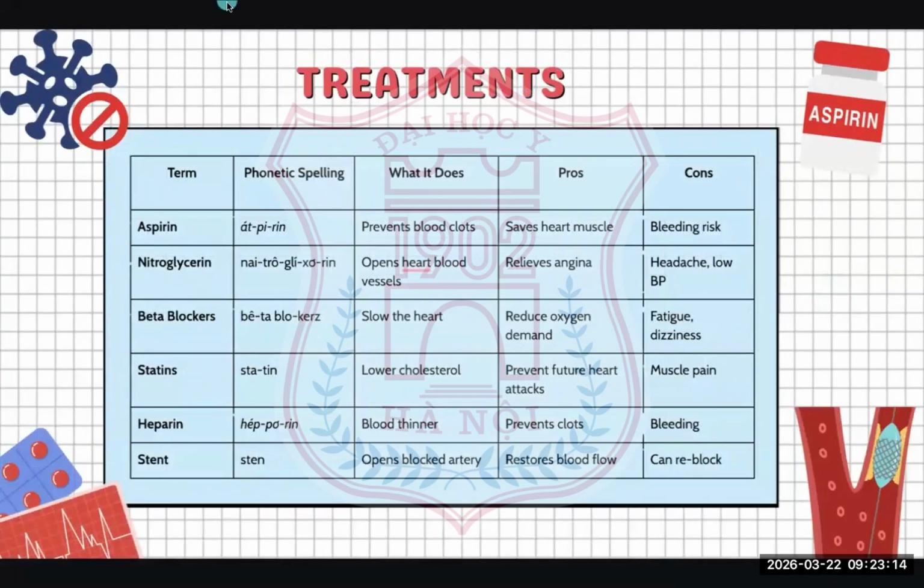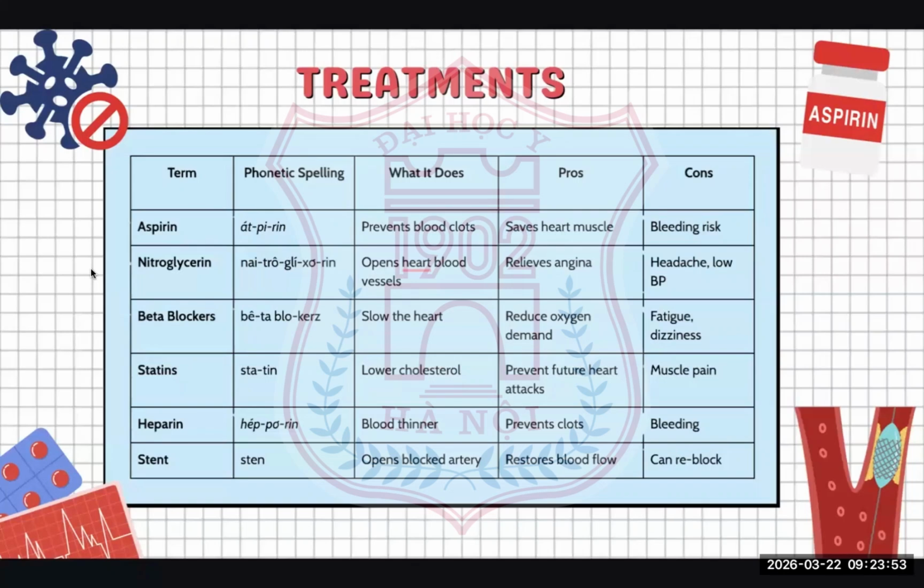So next, we're going to talk about some treatments. So the first term we have is aspirin. Once again, aspirin. So this is going to help us prevent blood clots. So in your arteries or your veins, like in your blood vessels, there will be clots or clumps of blood, and this will help with the flow. So the pros of this is it helps save our heart muscle, and the cons will be bleeding risk because now your blood is very thin.